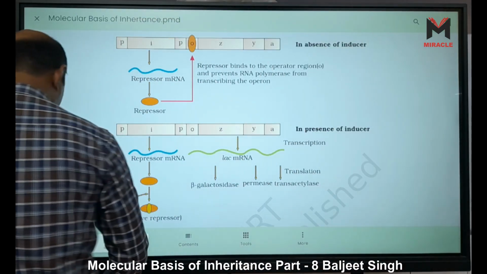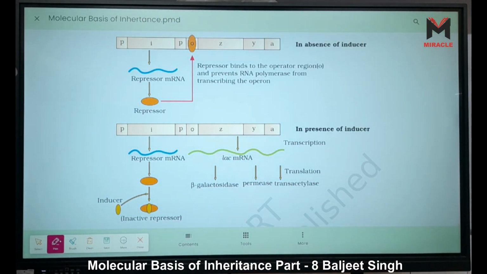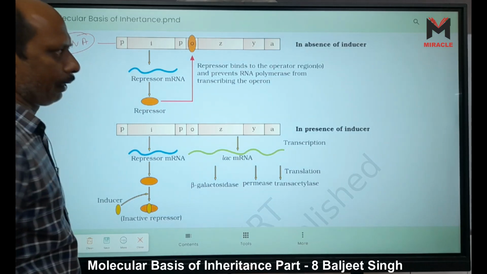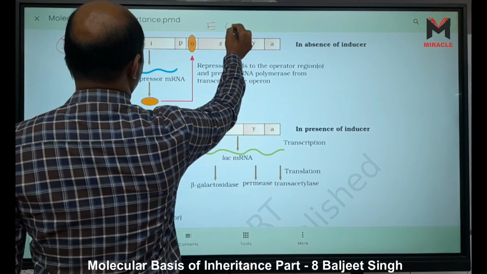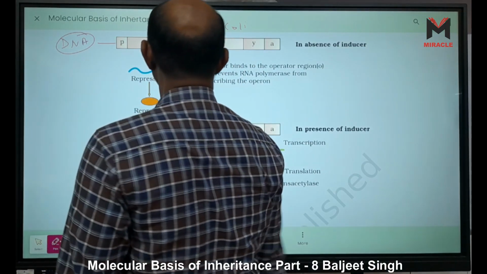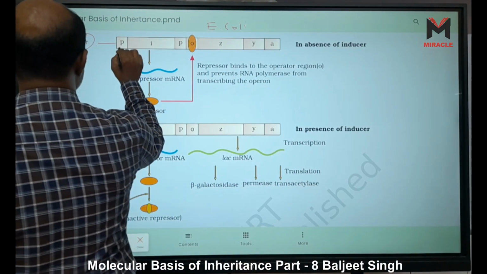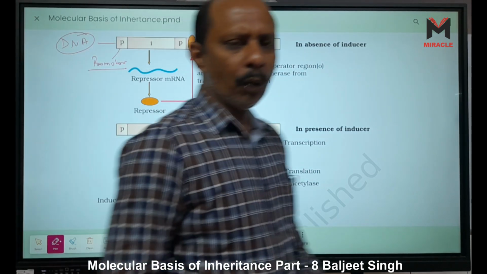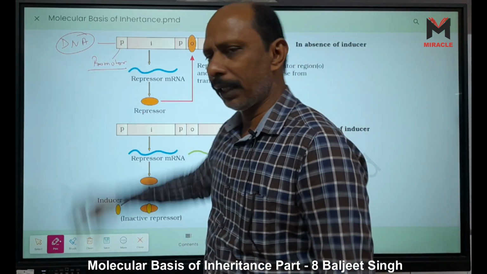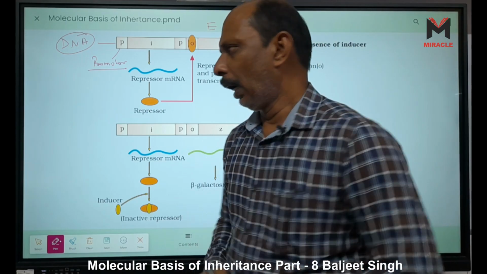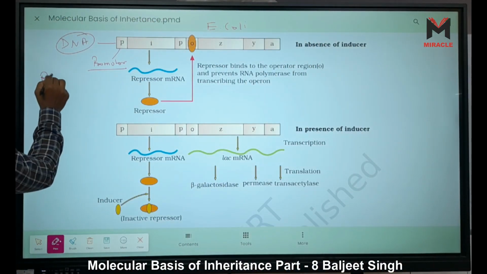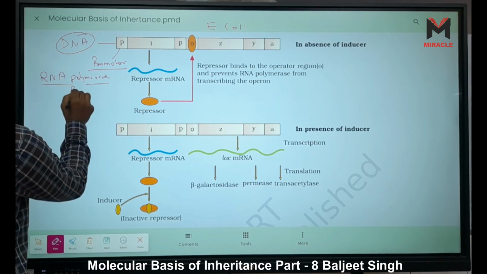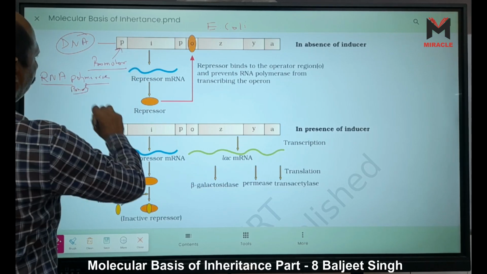Now look here. Here you can see this one is a DNA. It is the DNA of E. coli, right? You can see here P for promoter gene. This one is the promoter gene. What is the function of this promoter gene? This is the promoter site where the RNA polymerase enzyme binds. RNA polymerase enzyme binds at this site, right? Now this one is the regulator gene.